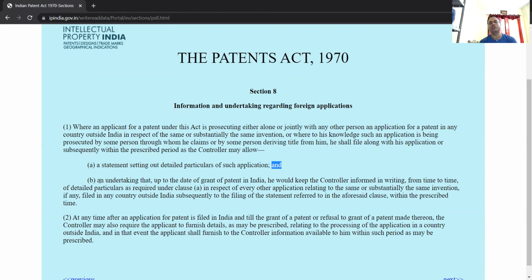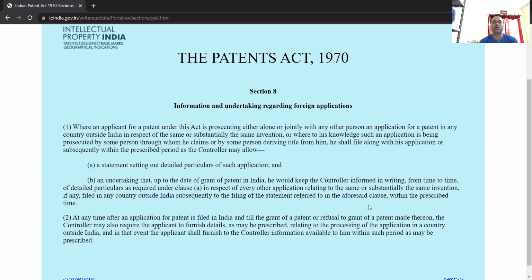But you have given the information, but you need to also give an undertaking that up to the grant of patent in India, meaning till the patent is not granted in India, he would keep the controller informed in writing from time to time of detailed particulars as required under clause A in respect of every application relating to the same or substantially the same invention, if any, filed in any country outside India subsequently to the filing of the statement referred to in the aforesaid clause within the prescribed time. So this prescribed time is also 6 months.